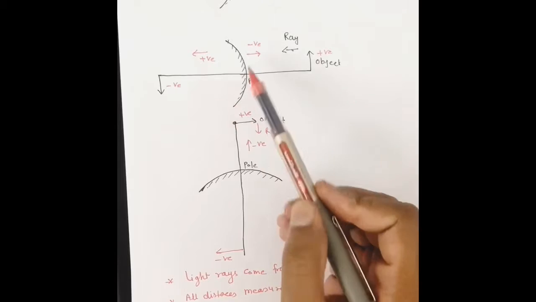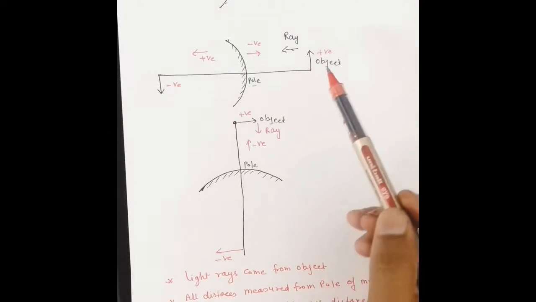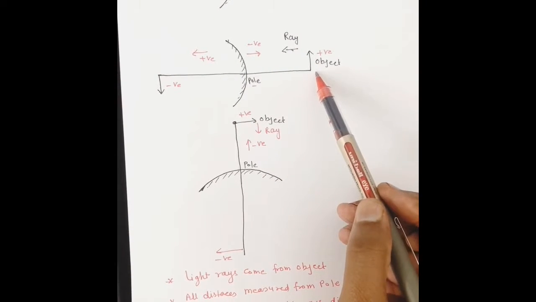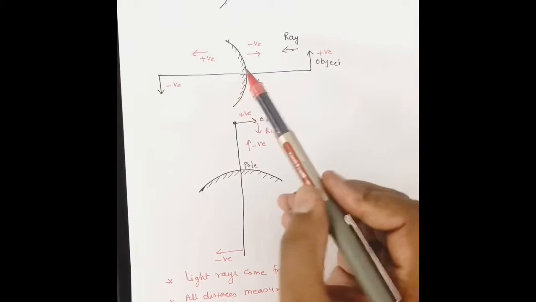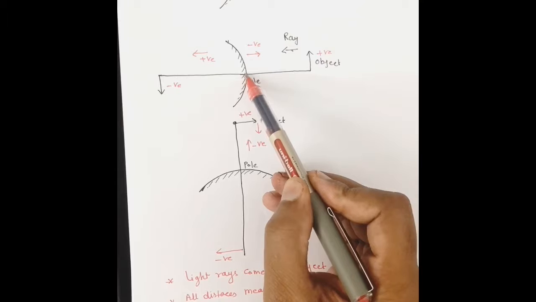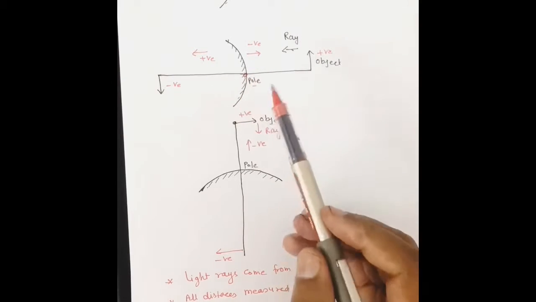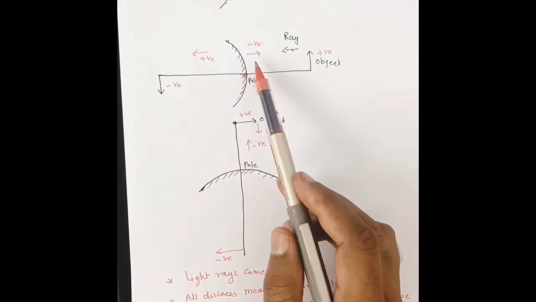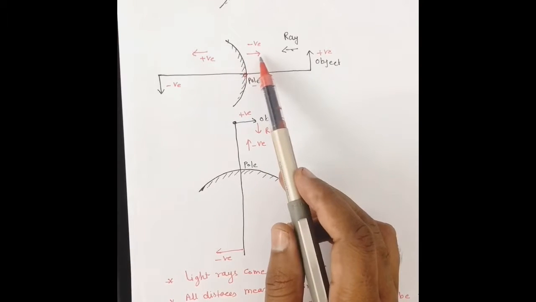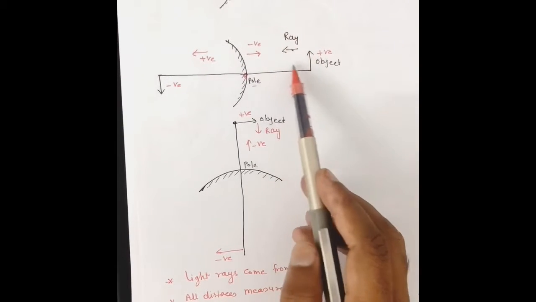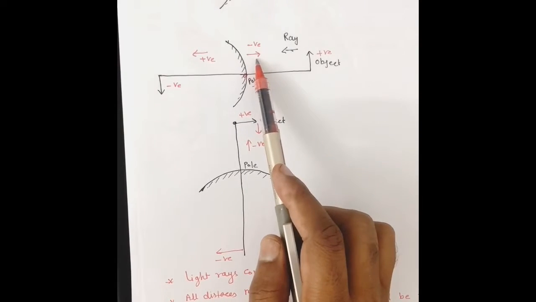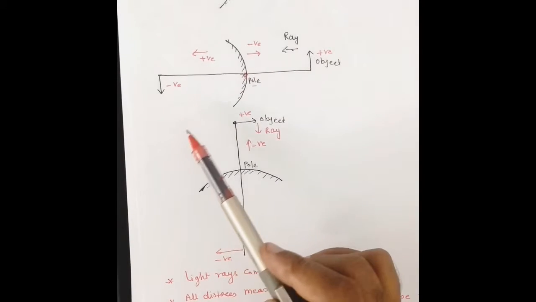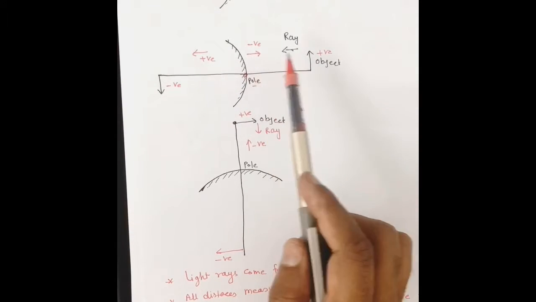This is a convex mirror. So this is the object. Now the light ray comes from the object, and you have to measure all distances from the pole of the mirror. So while measuring the object distance, you are moving to the right side, but you are moving opposite to the direction of the light ray. So the object distance in this case will be negative. Even though this object is on the right side, the object distance will be negative, because you are moving opposite to the direction of the light ray.